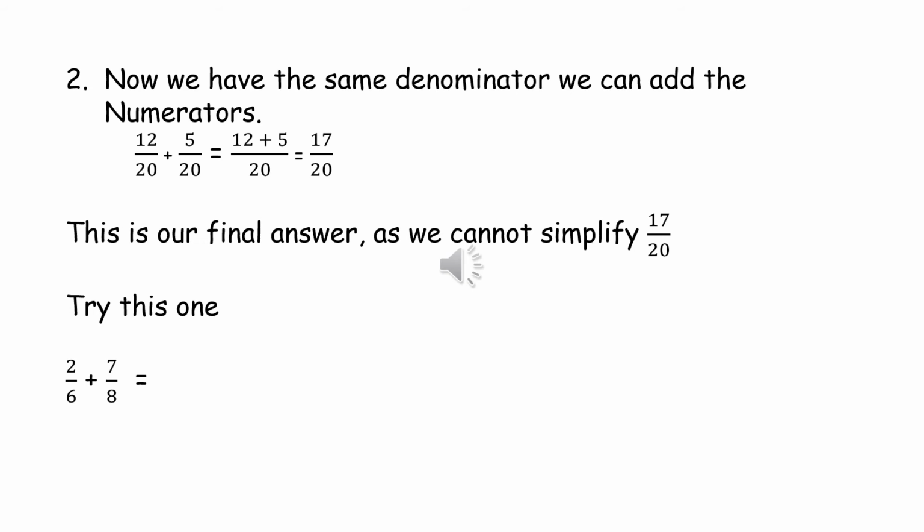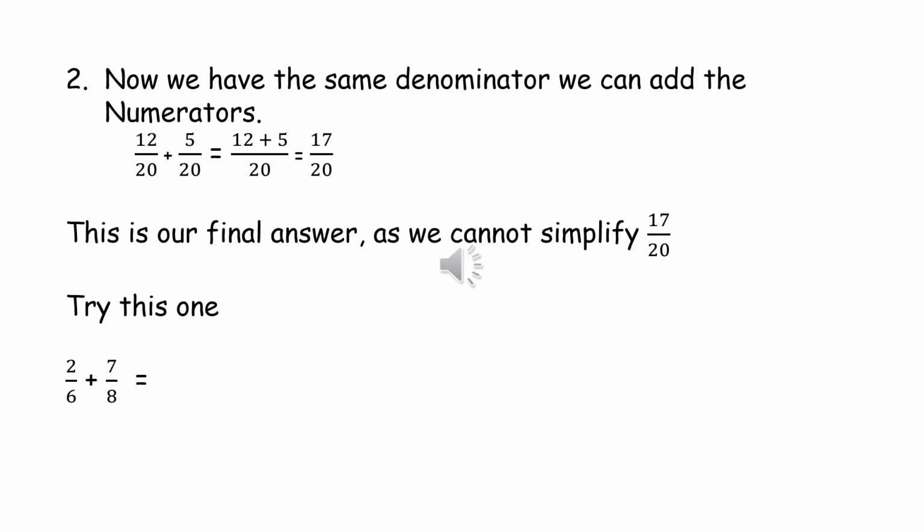12/20 plus 5/20. Now that is nice and easy, because the denominators are already the same. So these are the type of questions we all love, straight and simple. 12 plus 5 is 17 over 20. This is great. This is our final answer, as we cannot simplify 17 over 20.